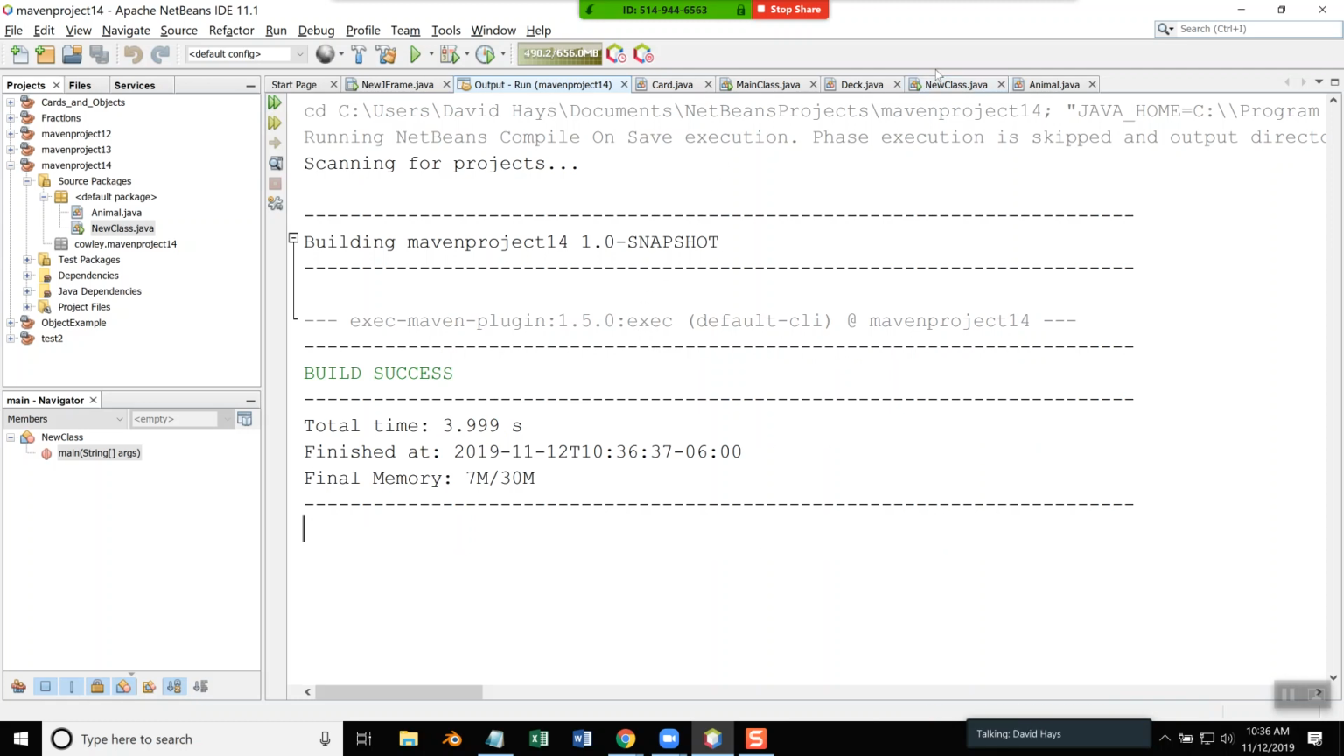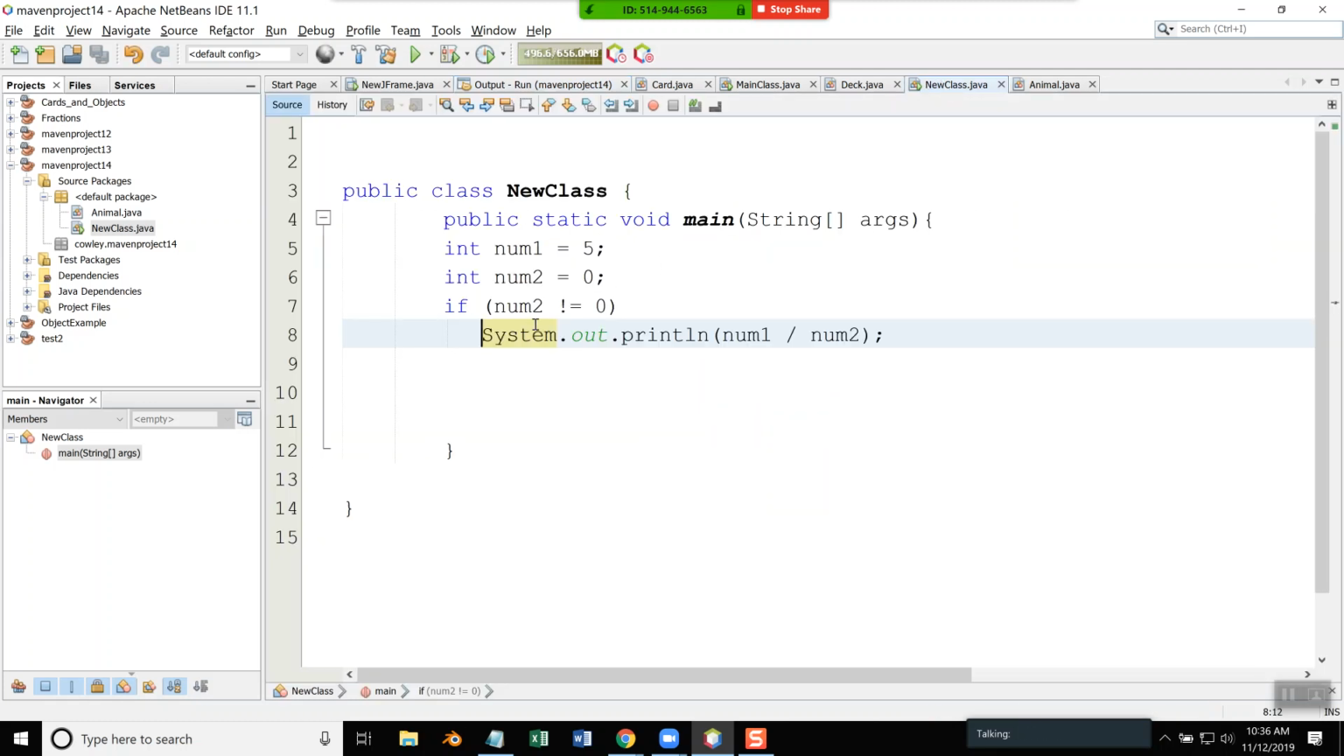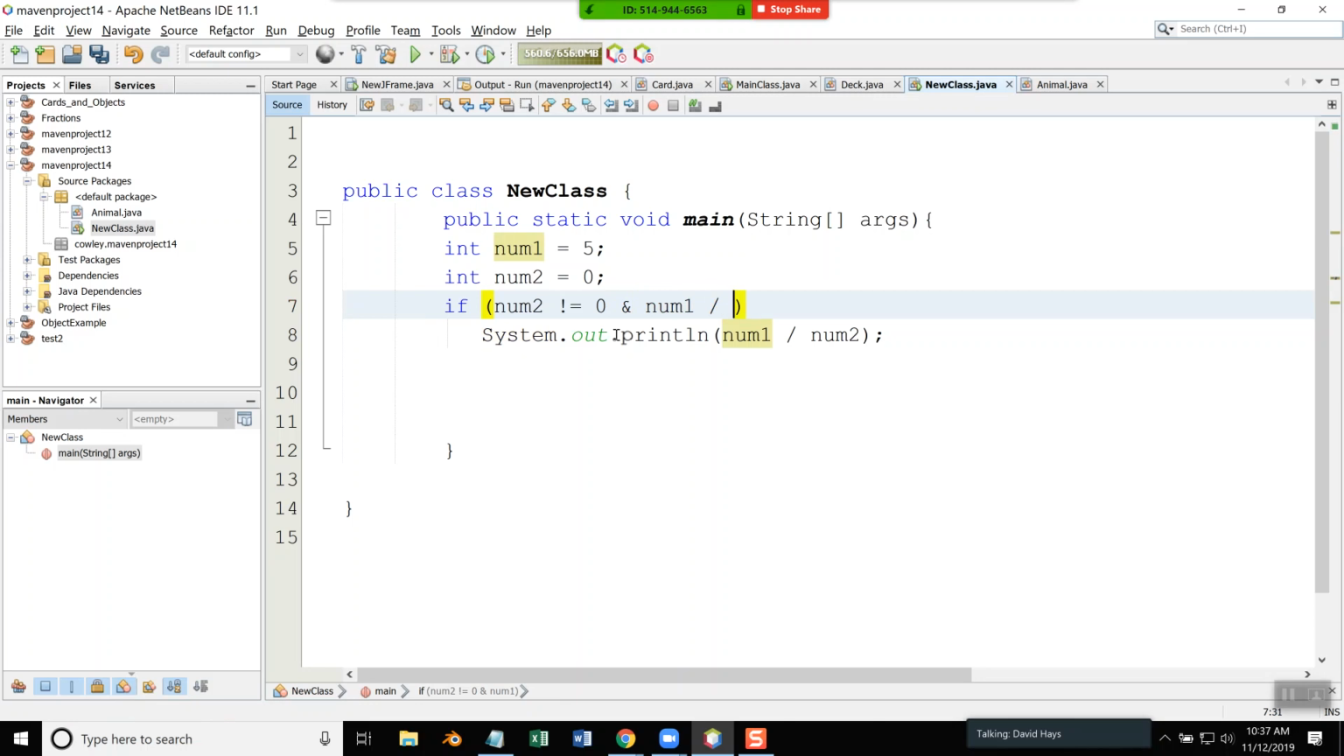And it doesn't. Now let's say I wanted to make this a little bit more complex. I wanted two conditions on there. Num is not equal to 0, and num1 divided by num2 is not equal to 5. Now I might need some parentheses in there because I'm not sure of the order of operations. So I'm going to go ahead and put it.